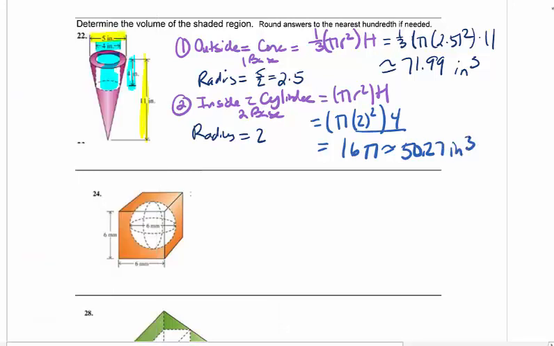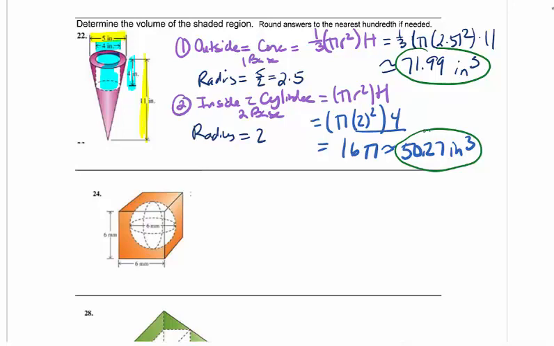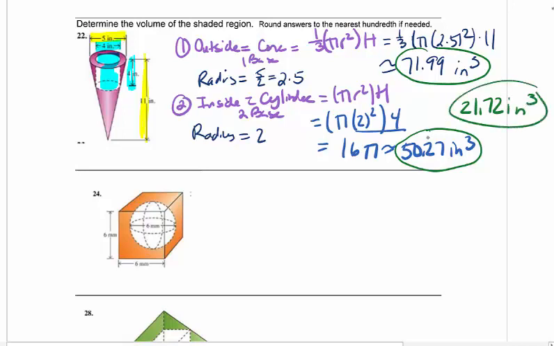And as we did before with our shaded regions, we're going to take this and subtract off this. So 71.99, subtract off the 50.27. For space reasons, I'm not going to write that out, but that's what I did to get this answer. I subtracted those two to get my final answer for number 22.